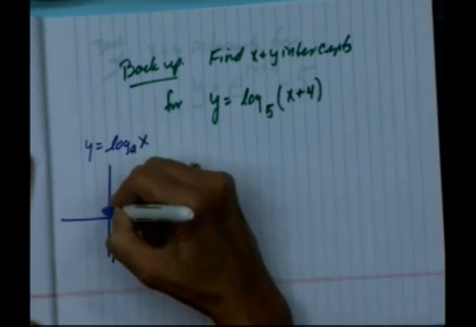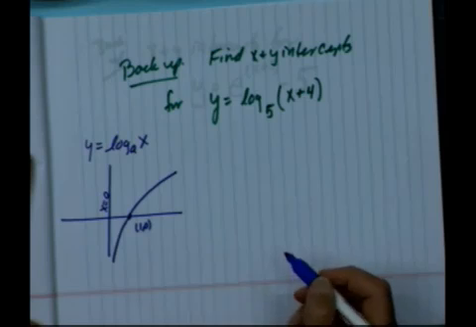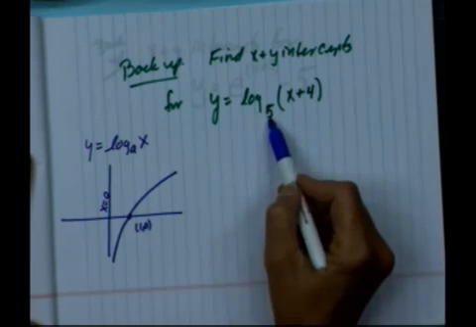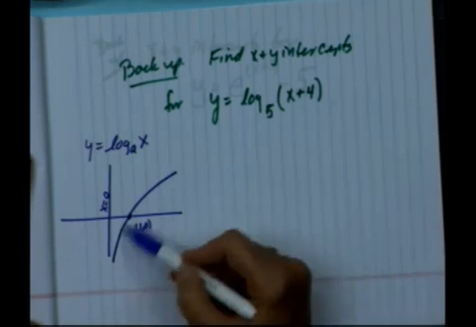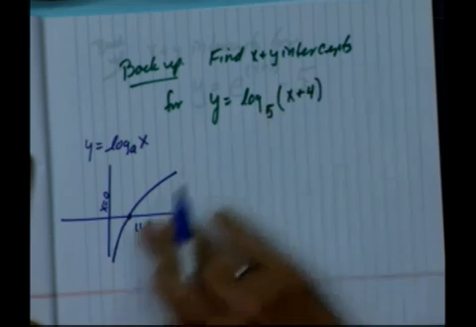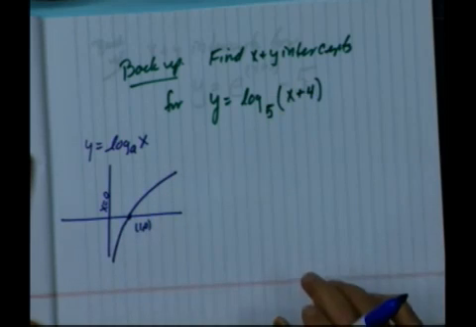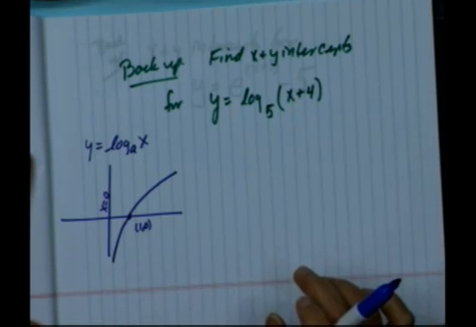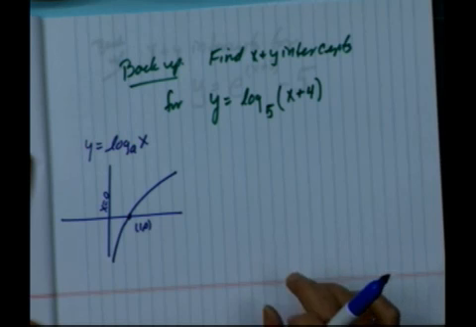X equals 0. X equal to 0 is your asymptote. So for log to the base 5 of x plus 4, if it was just log to the base 5 of x, it would still have this look. Yeah. This might be a stupid question, but why does it go through 1, 0?